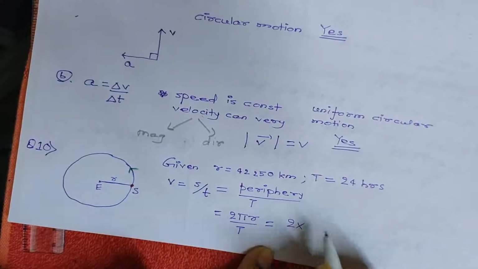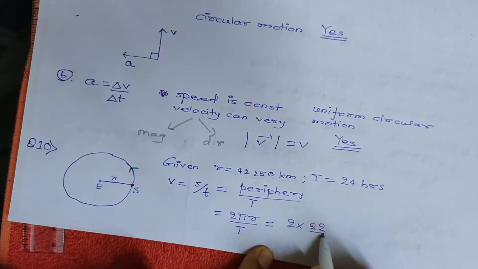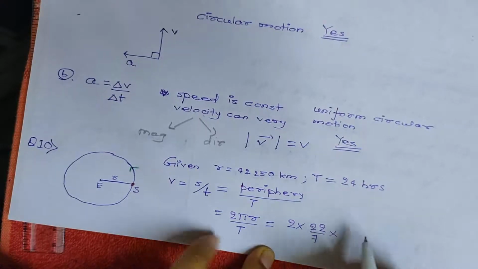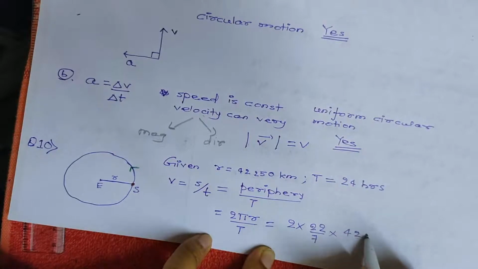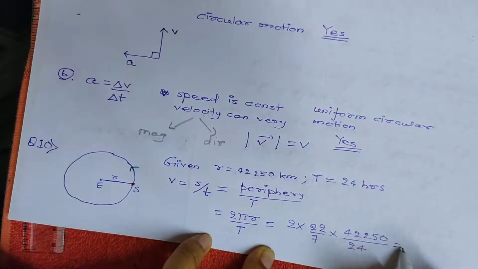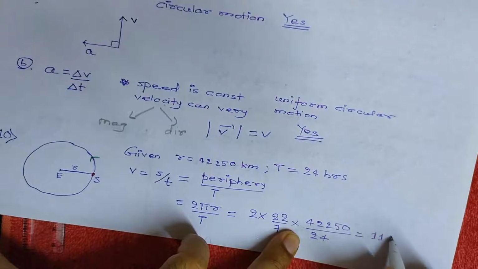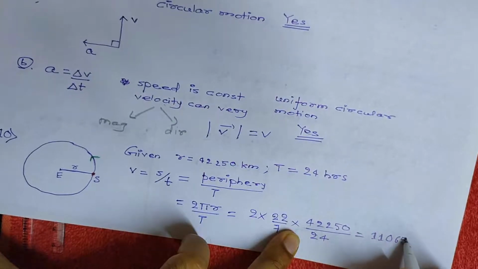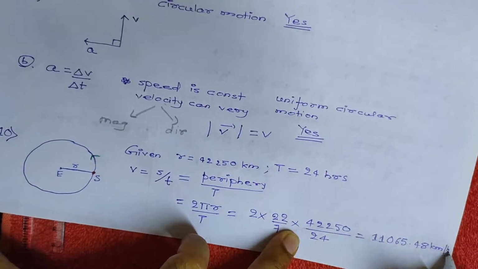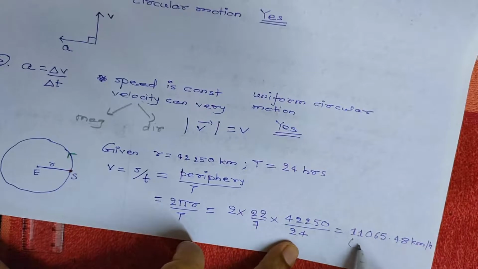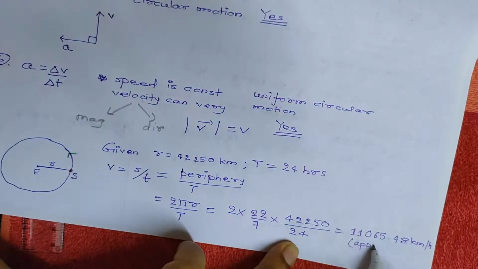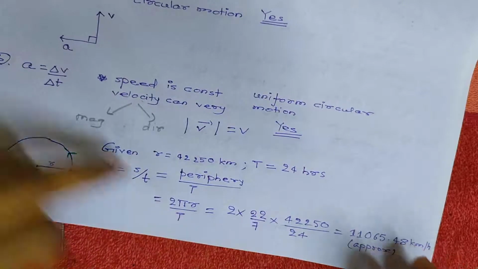Now go ahead and put in the values. 2 into 22 by 7 into 42250 divided by 24. If you solve it, you will find your answer to be approximately 11065.48 kilometer per hour. It is a good way to put the word approx here, it will always save you. So it is very simple.